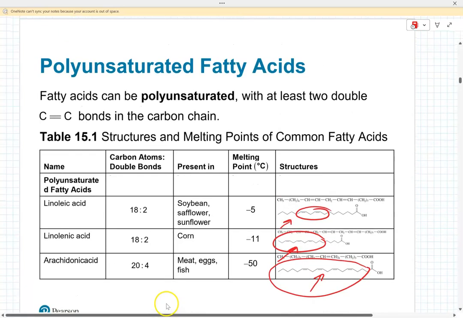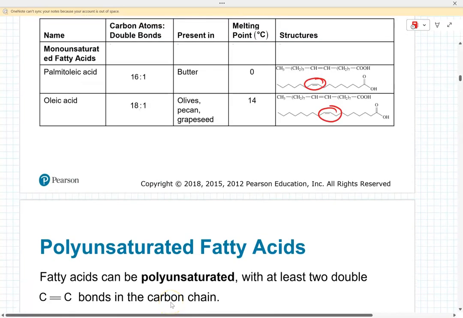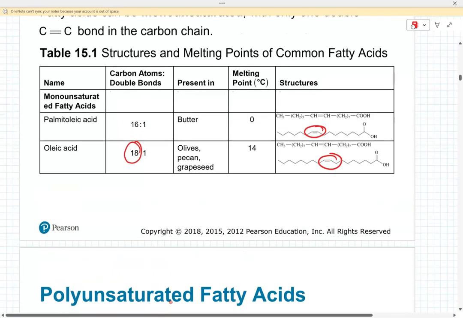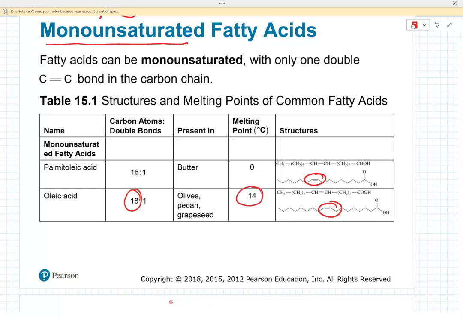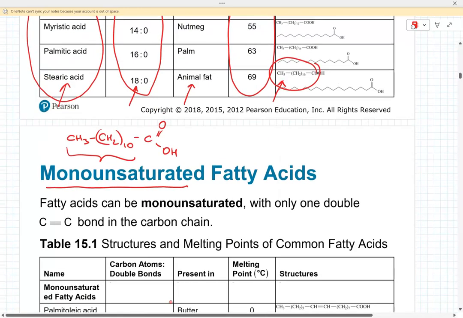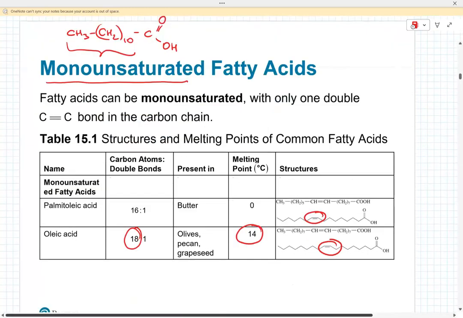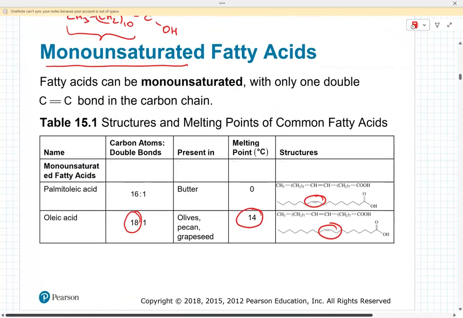So I'm sorry. This is oleic acid. How many carbons does it have? 18, right? Notice the melting point, and now compare that melting point to the one of stearic acid. Same number of carbons, but melting point differs by 55 degrees Celsius.